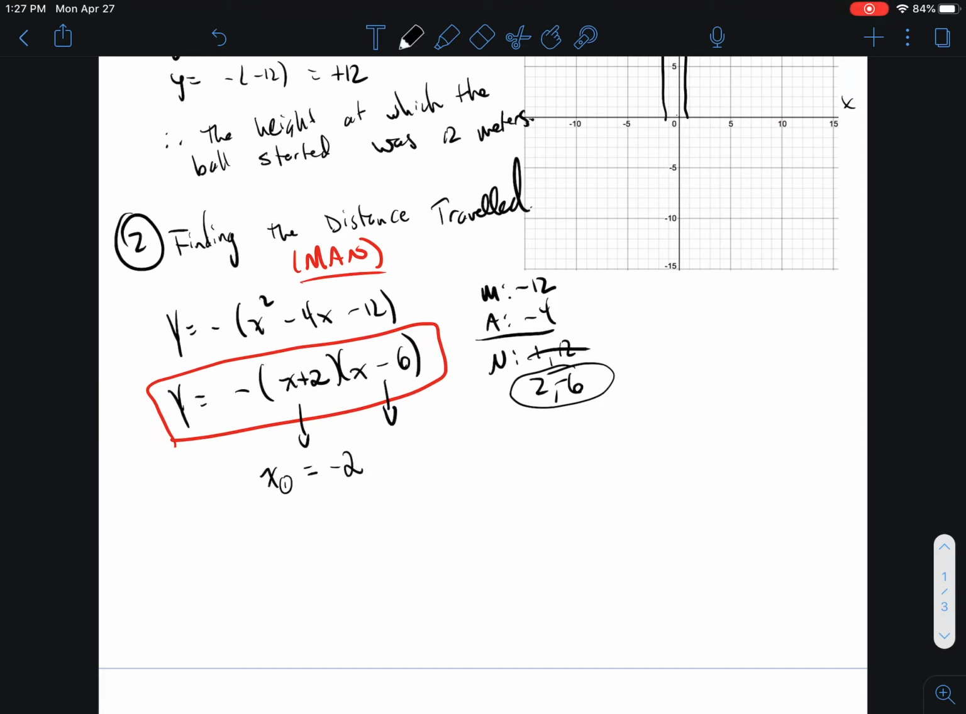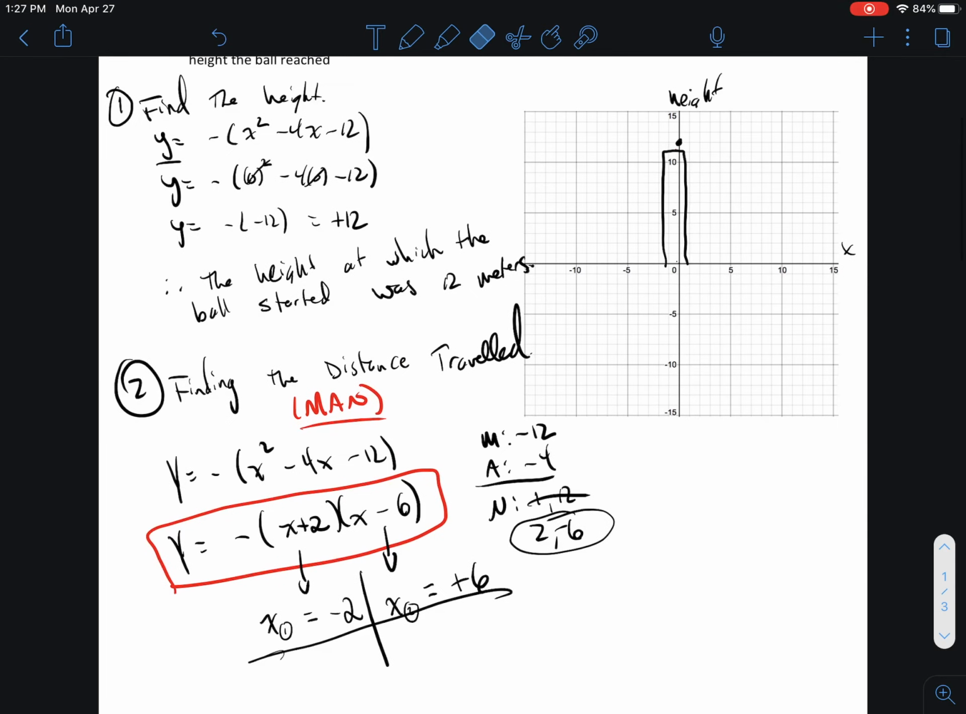So one of the x-intercepts, we'll call it x1, is going to equal negative 2. See how the negative 2 is opposite the positive 2 that's there? And then this one, we'll call this x2, is going to equal positive 6.